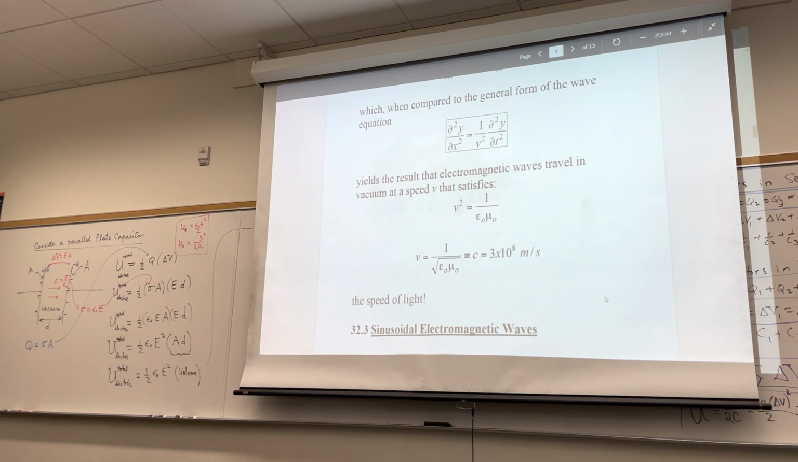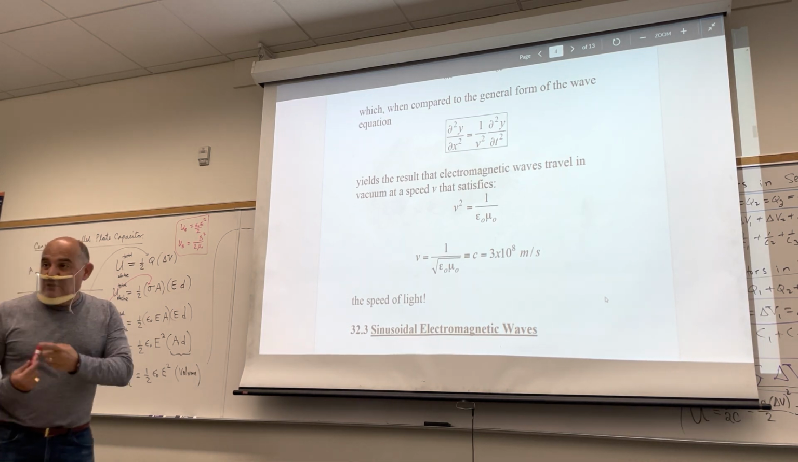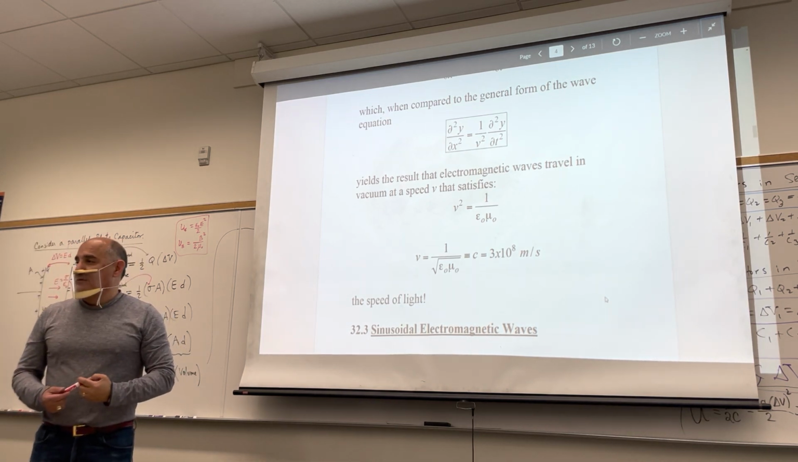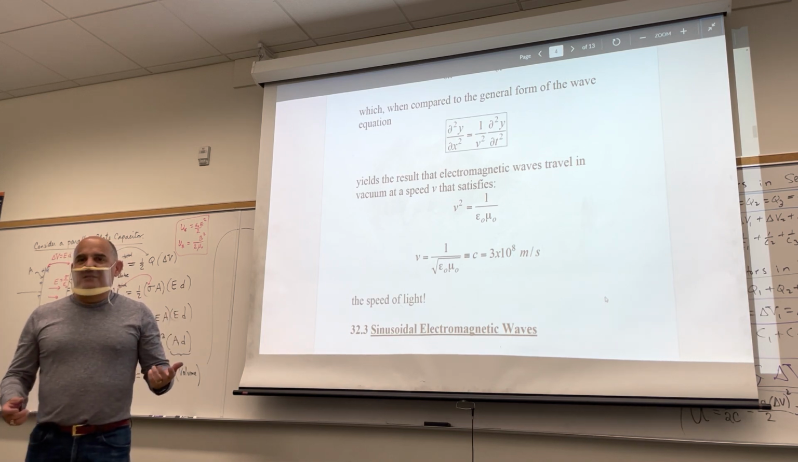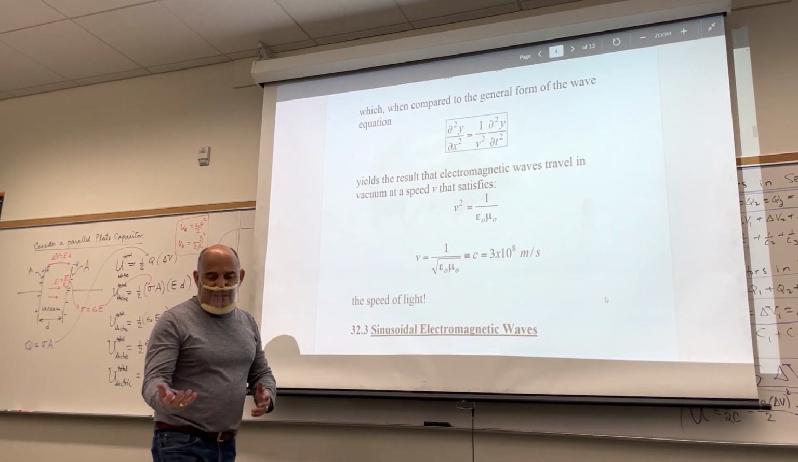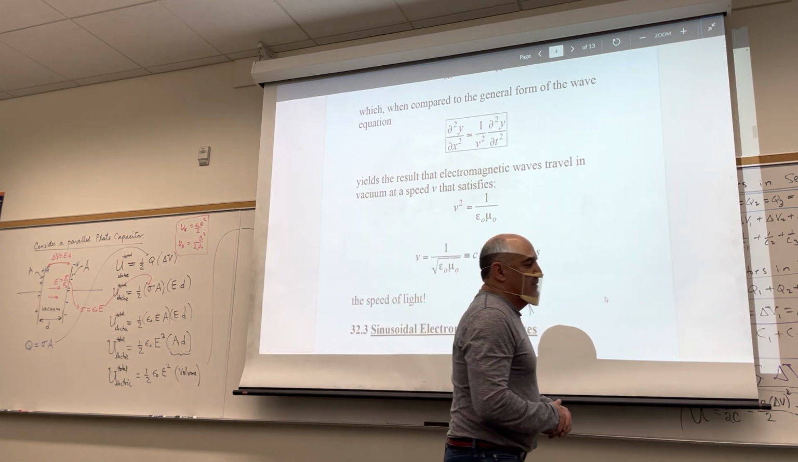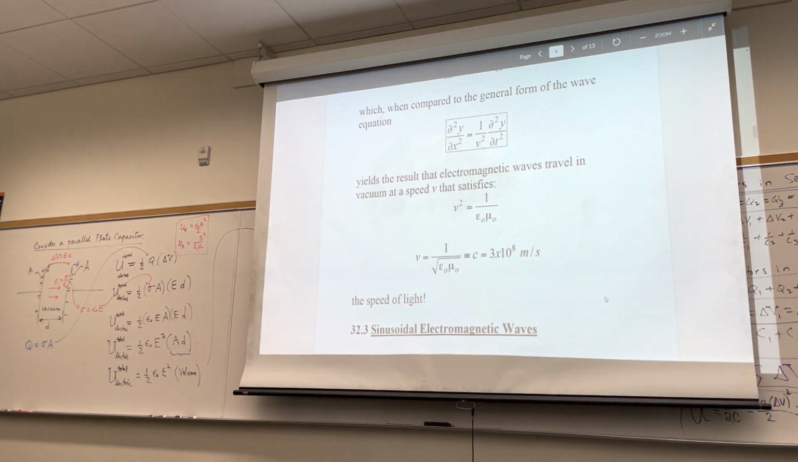When he calculated it, it was 3 times 10 to the 8 meters per second, which is the speed of light in vacuum. So he said, what are the chances that we have an accident over here? Well, maybe the accident was him falling off the chair and fainting. But if light can travel in vacuum at 3 times 10 to the 8 meters per second, and electromagnetic waves can travel in vacuum at 3 times 10 to the 8 meters per second, therefore light must be an electromagnetic wave. Because up until then, no one knew what light was.